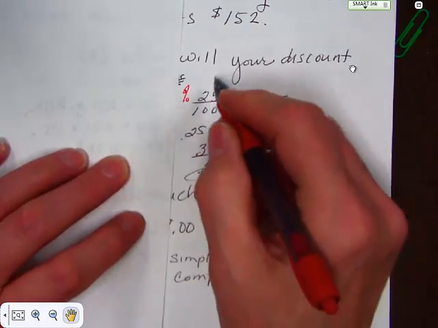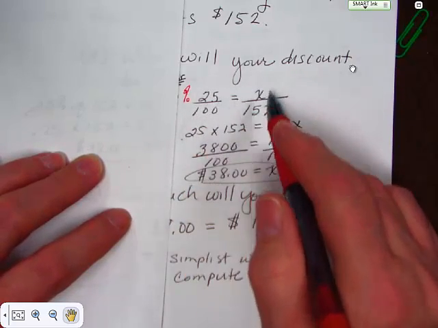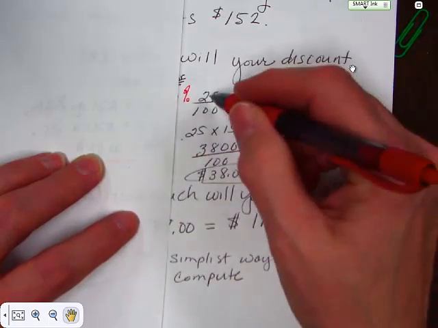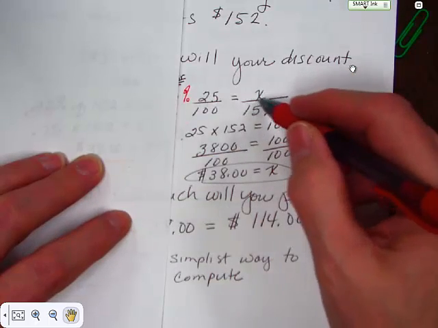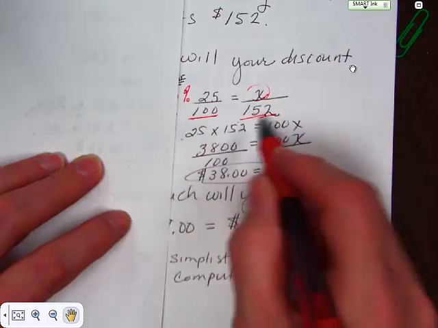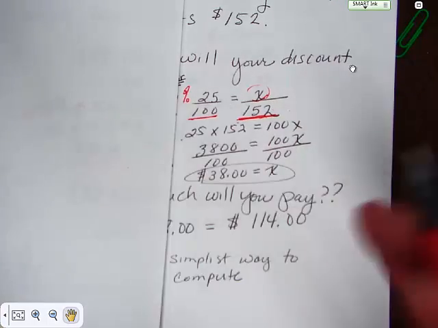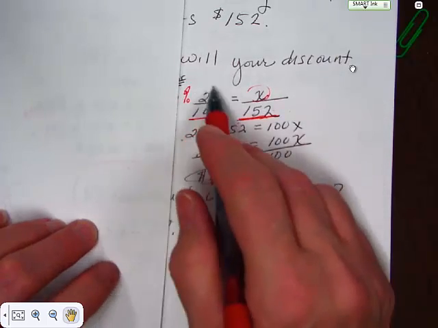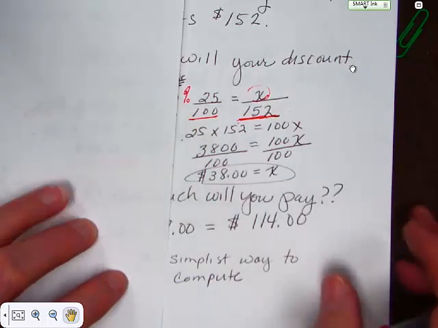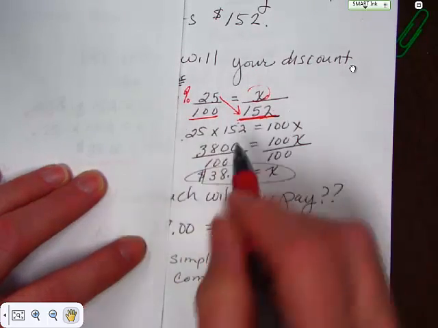Now, the other way you could set it up is like this. 25 over 100 equals x over 152. This is your percent, this is your missing amount, and this is your total. Notice that 100% and 152 are both the total prices, the totals. They're on the bottom and the partials are on the top. Kind of interesting. Now, in this case, you cross multiply, just like you would before.